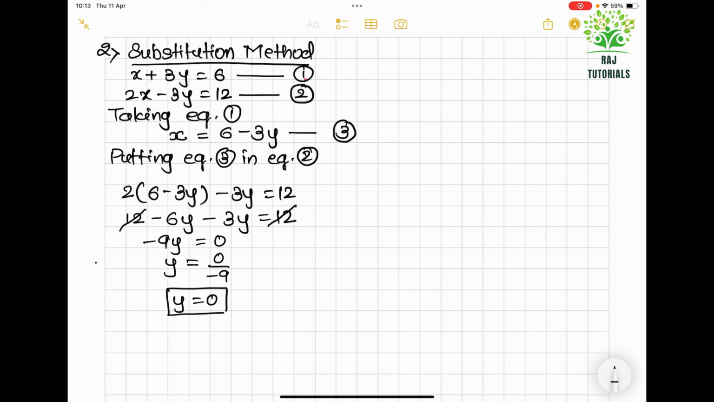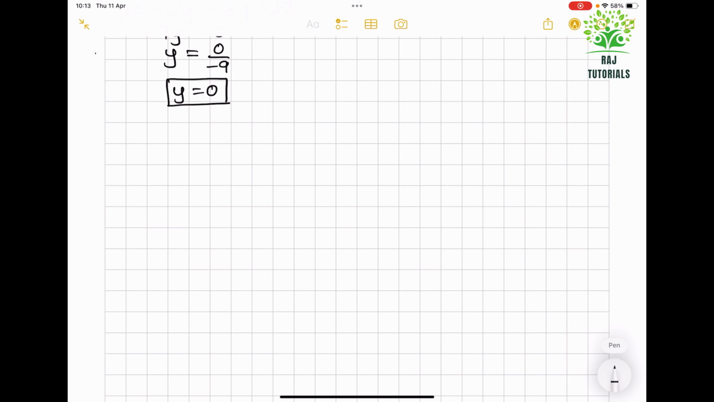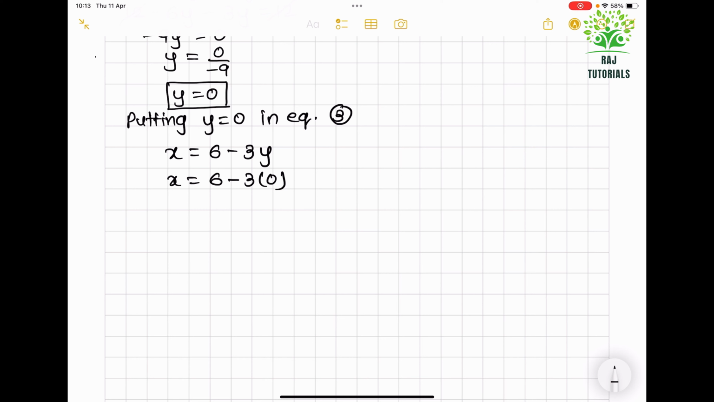Now this value I have to put in equation 3. So putting y equal to 0 in equation 3, that was x equal to 6 minus 3y. So x equal to 6 minus 3 into 0. In place of y I put 0. So x equal to 6 minus 0. So x equal to 6.